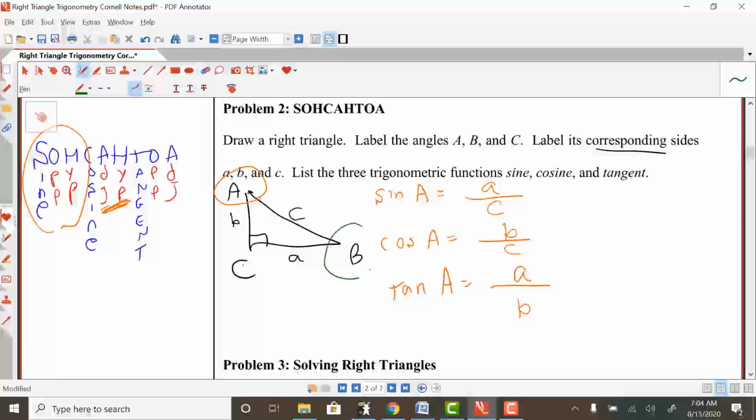Now let's do this again, but from B. So sine B, cosine B, tangent of B. I want you to try this out without me. So pause me. Set up sine B, cosine B, tangent of B without me.